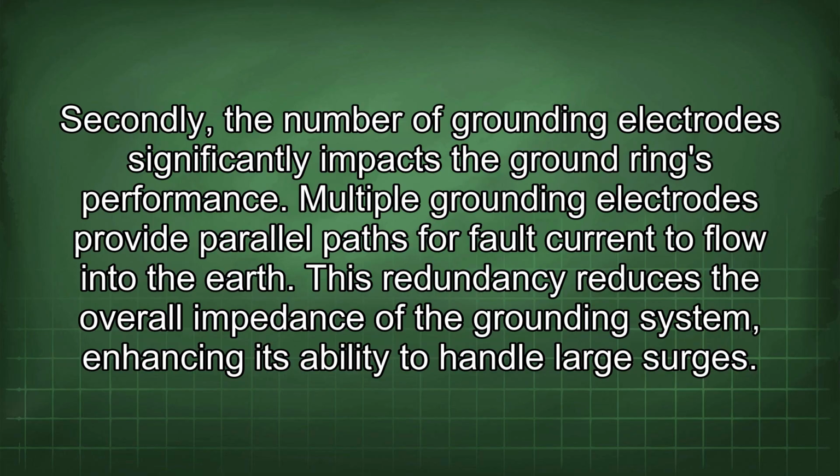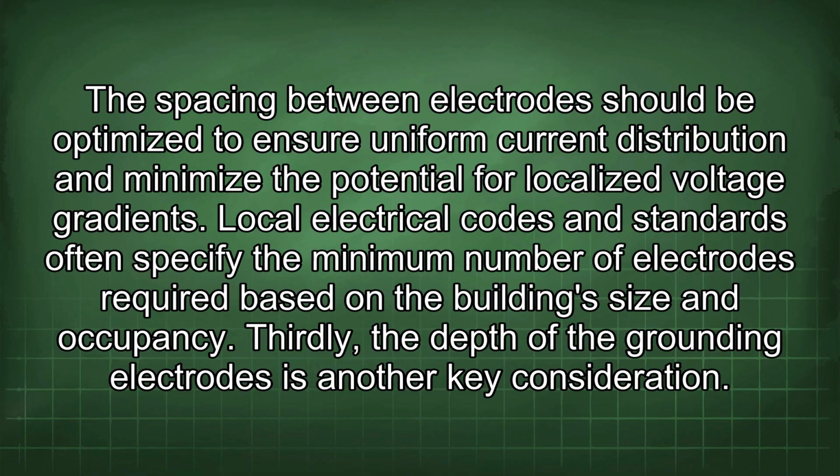Secondly, the number of grounding electrodes significantly impacts the ground ring's performance. Multiple grounding electrodes provide parallel paths for fault current to flow into the earth. This redundancy reduces the overall impedance of the grounding system, enhancing its ability to handle large surges. The spacing between electrodes should be optimized to ensure uniform current distribution and minimize the potential for localized voltage gradients. Local electrical codes and standards often specify the minimum number of electrodes required based on the building's size and occupancy.